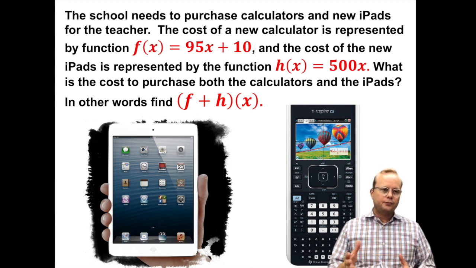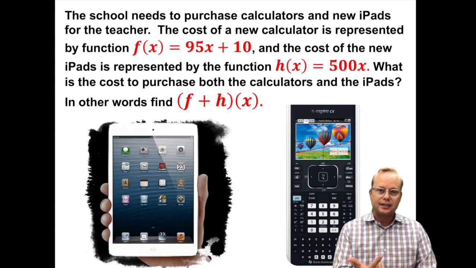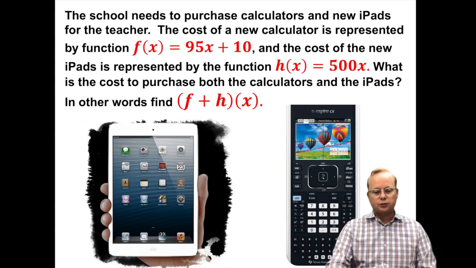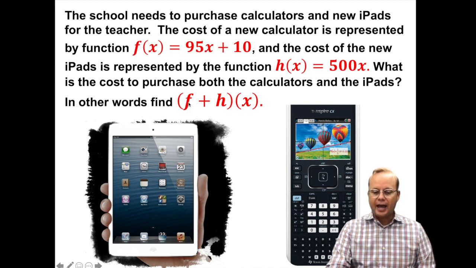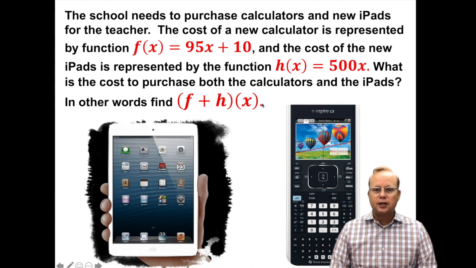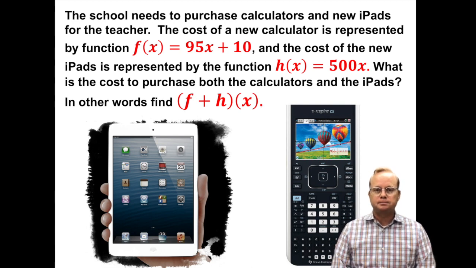Well, what if we want to calculate what it's going to be if they want an iPad and they want a calculator? Okay, so let's do that right now. Find f of h of x. Push pause on the video now. Combine those two together, and after you've obtained your answer, come back and push play.